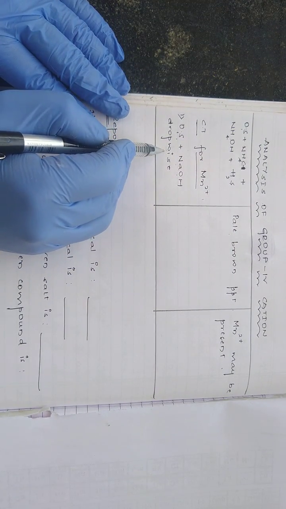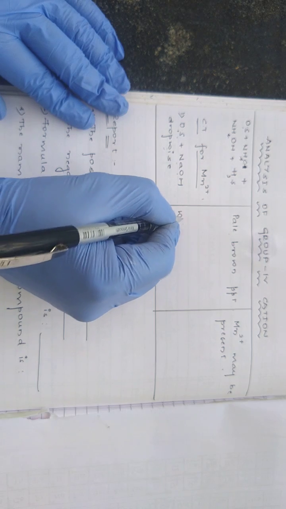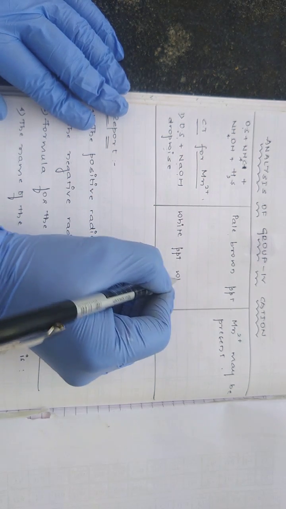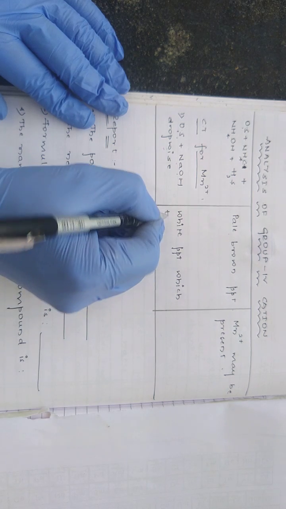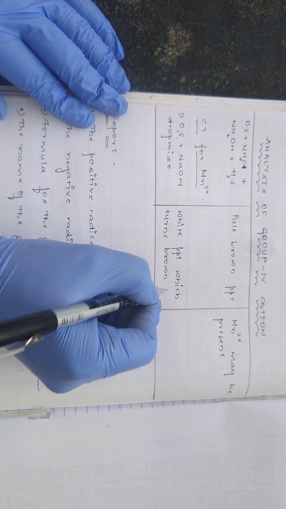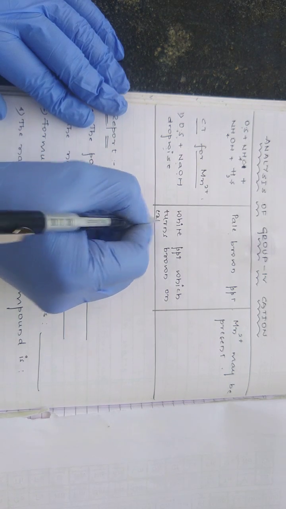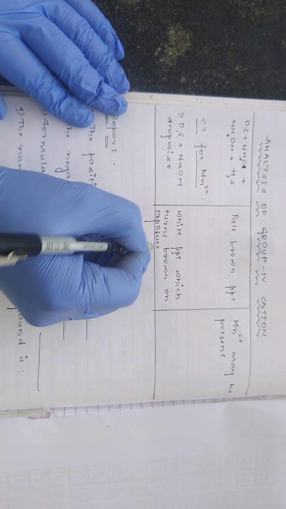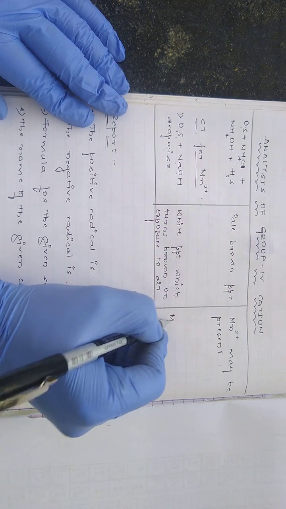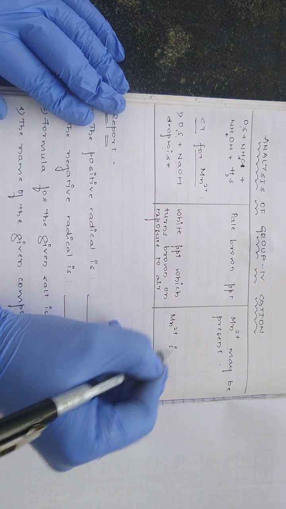OS plus NaOH dropwise, we are getting white precipitate which turns brown on exposure to air. So the inference is Mn2+ is confirmed.